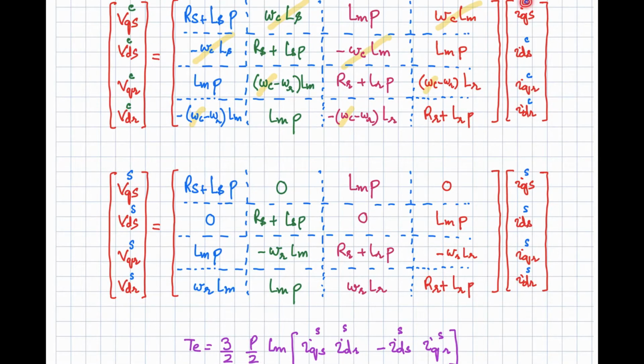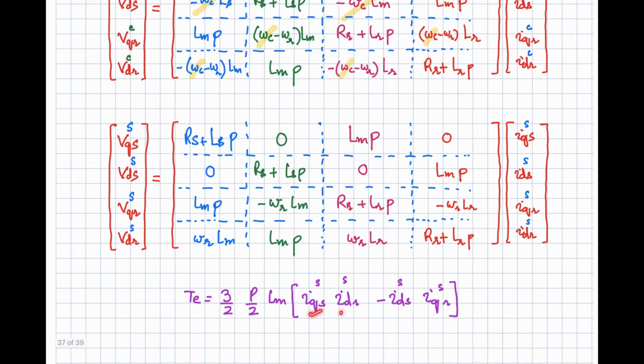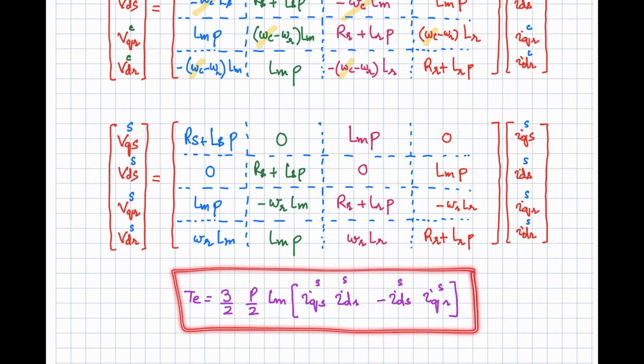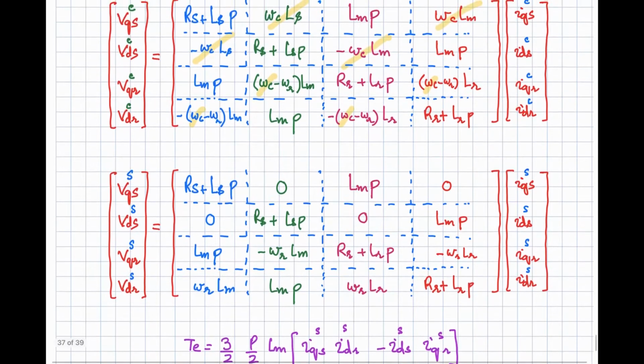Over here you can see the superscript was c, arbitrary frame of reference, but when we translate it in terms of the stationary frame of reference, we update the superscripts with s. s represents the stationary frame of reference. So our torque equation will also be updated, and now we will be using the stationary frame of reference quantities. We have discussed this torque expression in the previous videos. So this is the stationary frame of reference model of your induction motor.